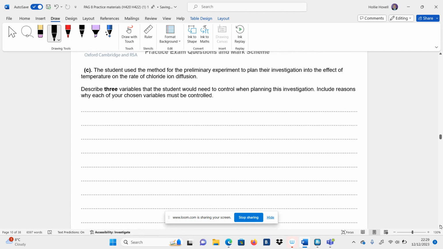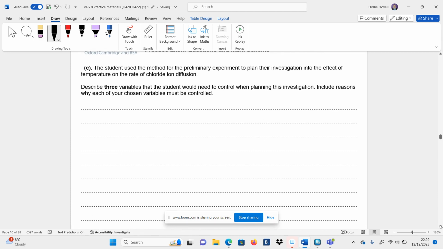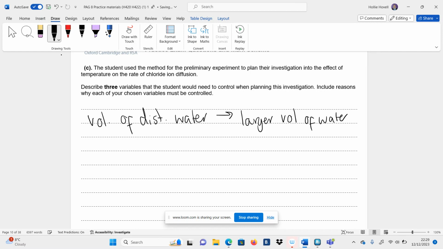The student used the method from the preliminary experiment to plan their investigation into the effect of temperature on the rate of chloride ion diffusion. Describe 3 variables that the student would need to control when planning this investigation. Isn't this familiar? Include reasons why each of your chosen variables must be controlled. So we could have said the volume of distilled water. Why? Because a larger volume of water would mean a lower concentration of chloride ions, or of the precipitate that it makes.